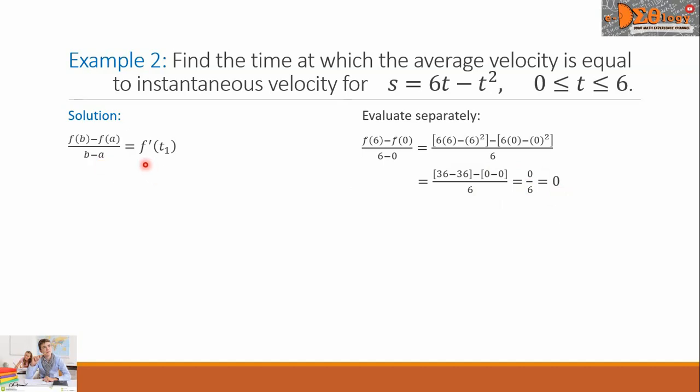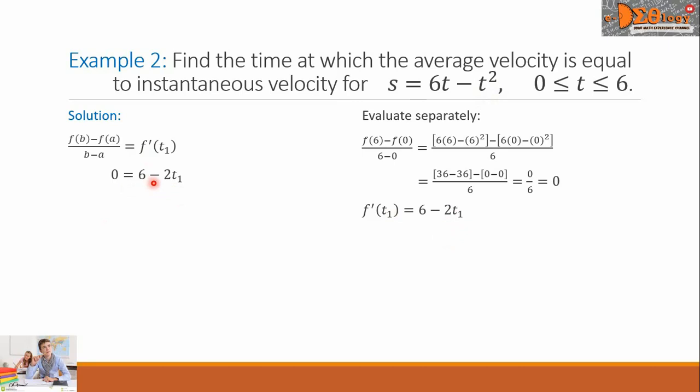Now for the right side, f prime of t sub 1. Let us take the derivative of this function and evaluate it at t sub 1. So f prime of t sub 1 is equal to the derivative of 6t, which is simply 6, minus the derivative of t squared, which is 2t, but we will write 2t sub 1. We have now the values of the left side and the right side. Let us substitute the values respectively. So the left side is 0, and this is equal to the right side, which is 6 minus 2t sub 1. Let us solve for t sub 1.